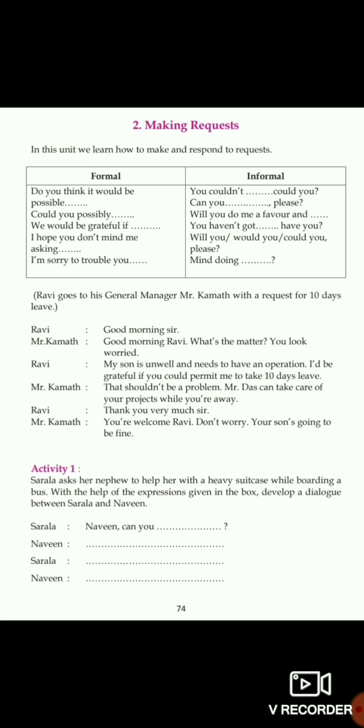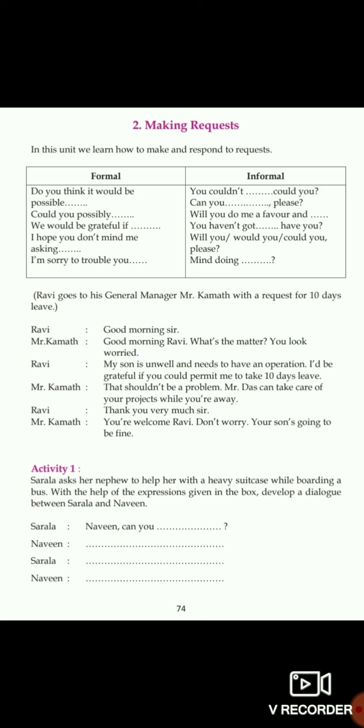And what are the informal ways of making requests? Couldn't you? Could you? Can you? Please? Will you do me a favor? Haven't you got? Have you? Will you? Would you? Could you? Please? Mind doing? These are the informal ways of making requests.